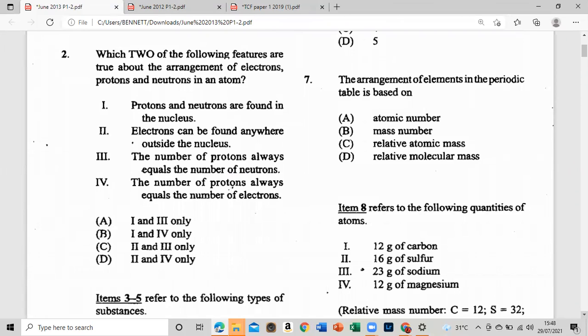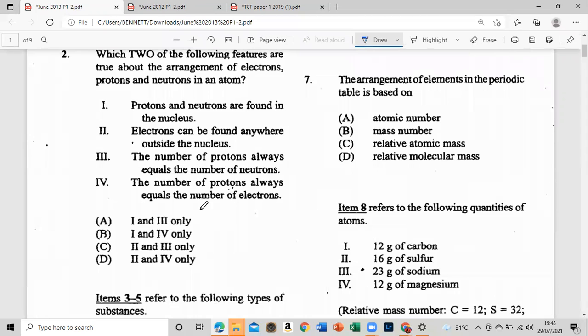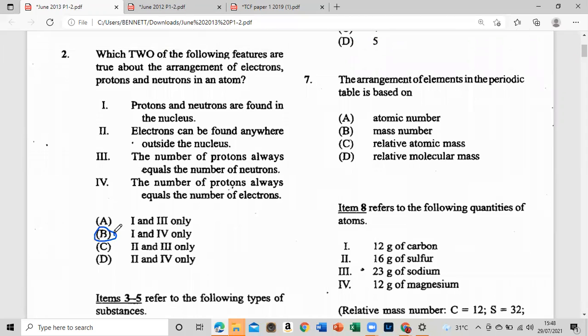A says 1 and 3 only. B, 1 and 4. C, 2 and 3 only, and D says 2 and 4 only, and our answer is B, 1 and 4 only. Alright, let's move on.